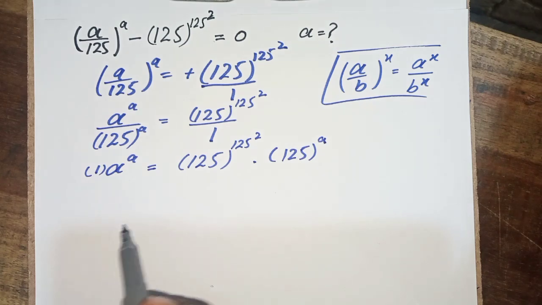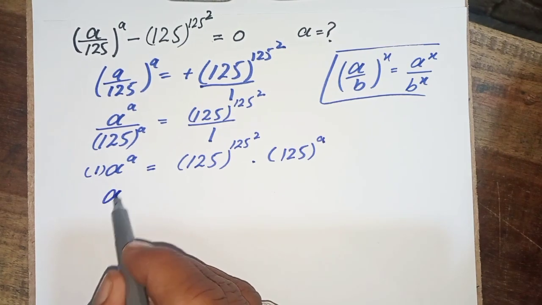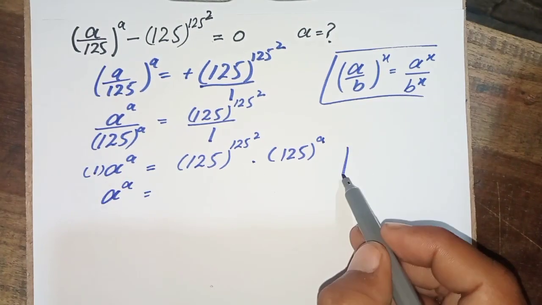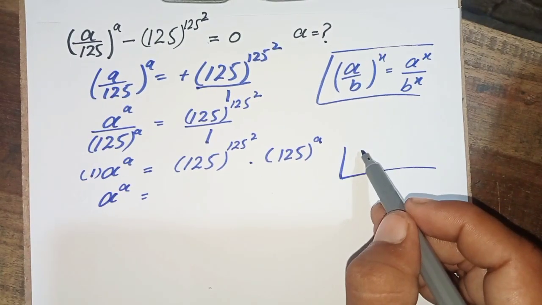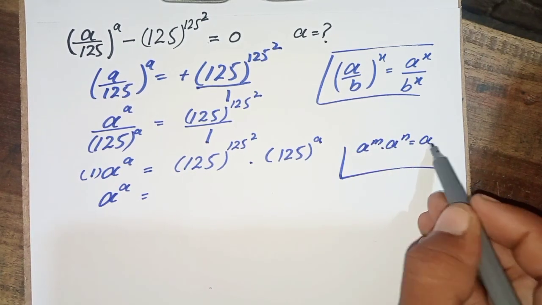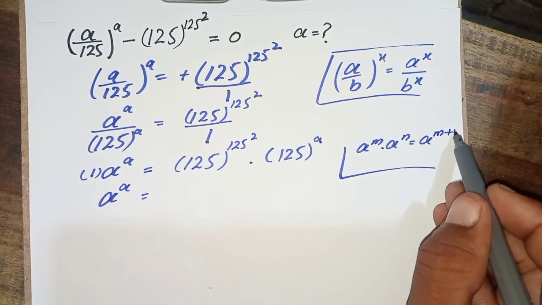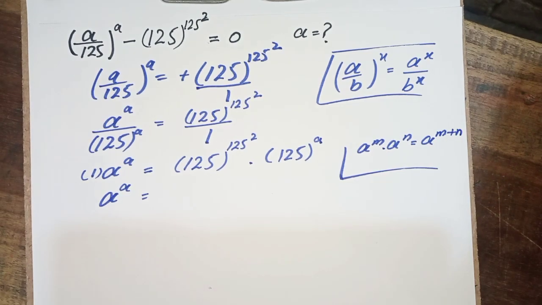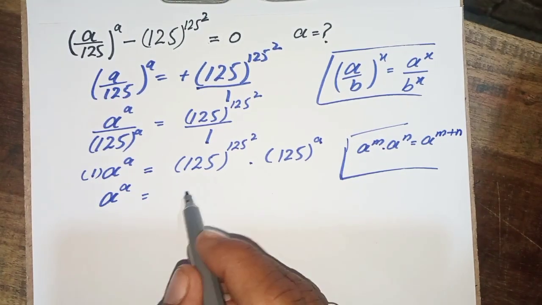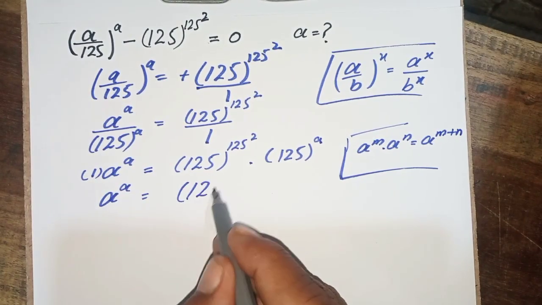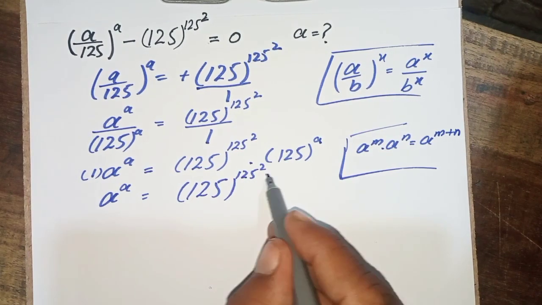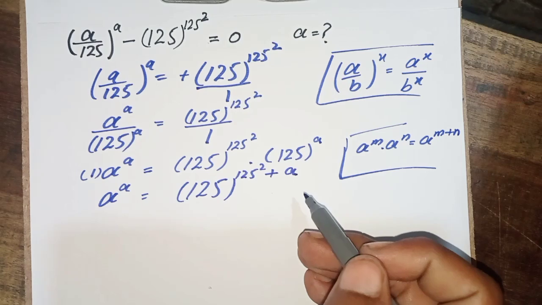Now the left side of the equation, when multiplied by 1, becomes a^a, and on the right side we again apply a power rule: a^m times a^n is equal to a^(m+n). Now applying this power rule, we can write this equation as a^a equals 125^(125^2 + a).